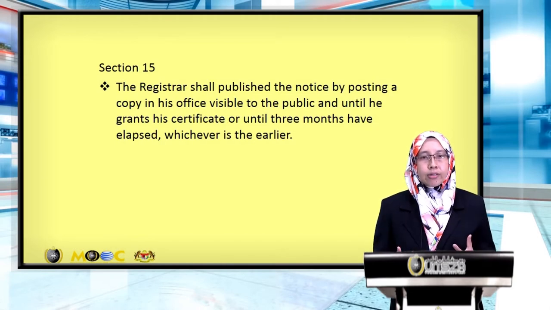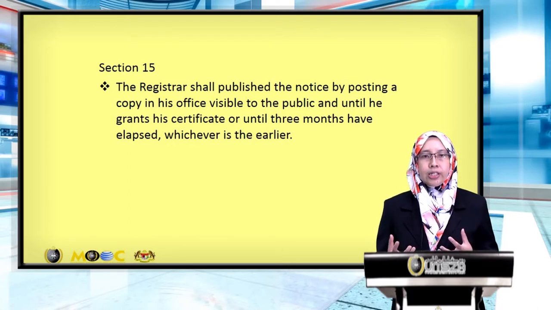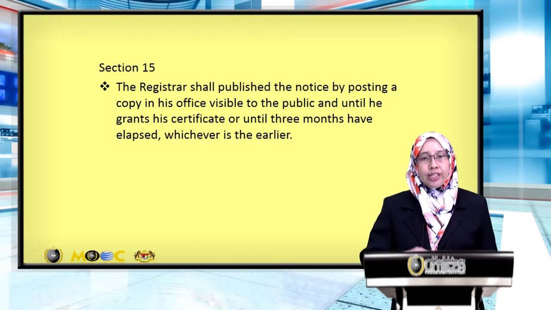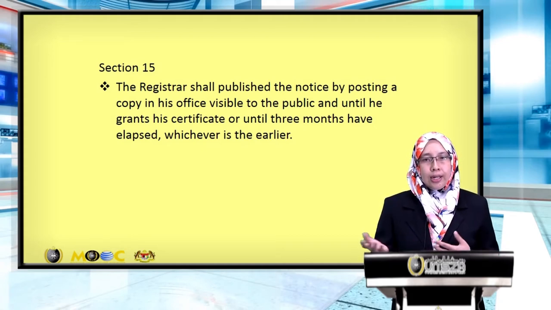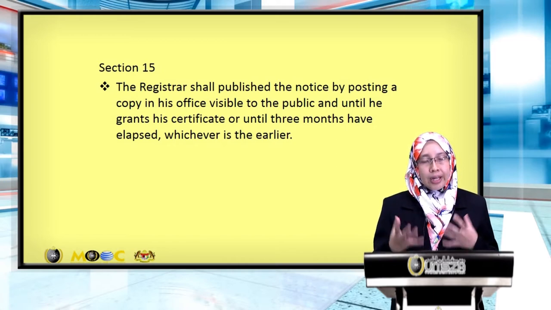When the registrar has received the notice from the parties, according to section 15 of our LRA, the registrar should publish the notice by posting a copy of the notice in his office, visible to the public, until he grants his certificate under section 17 or until 3 months have elapsed, whichever is the earlier. So here it means that if the certificate can be issued in less than 3 months, the certificate will be granted earlier.